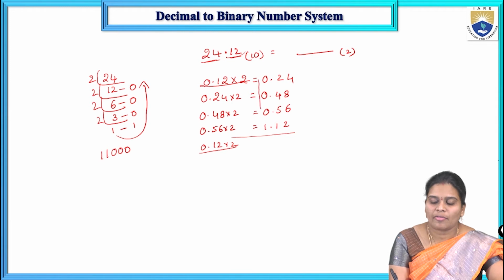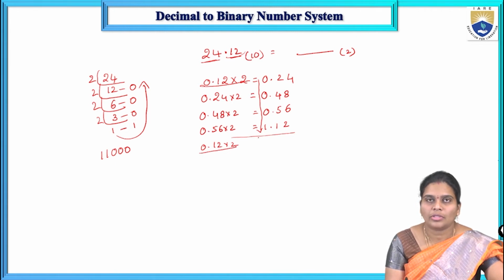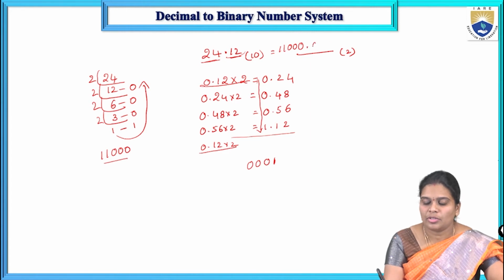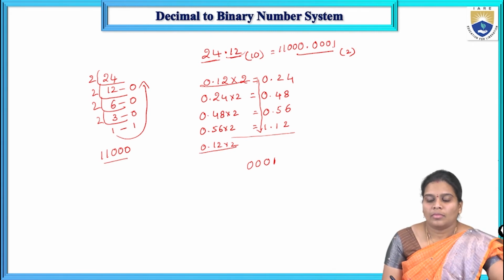Now we write the resultant values from top to bottom. Whenever we are multiplying by the base value, the resultant values are written from top to bottom. So the value is 0001. What is the complete value? On the point's left side we get 11000, point, and on the right side 0001. This is the conversion of decimal to binary using fractional values.